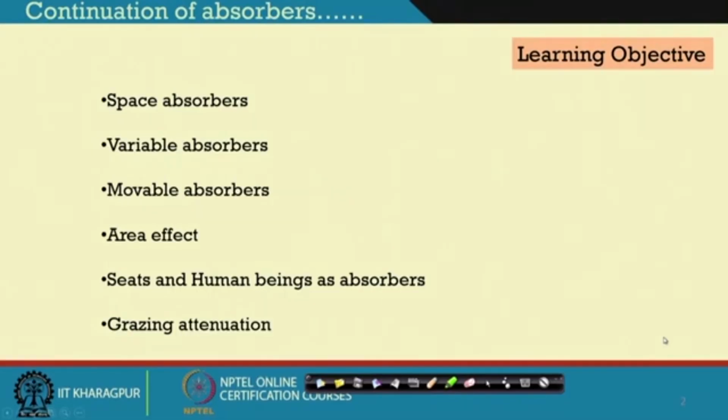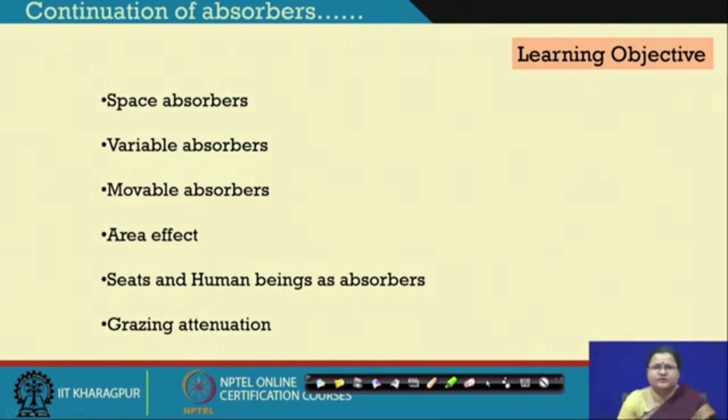So, it is a continuation of the lecture on acoustical absorbers, where we see space absorbers, variable absorbers, movable absorbers, and after which, along with their application, we will see some more effects like the area effect. And we know we are creating these spaces for people. So, people have to come here.